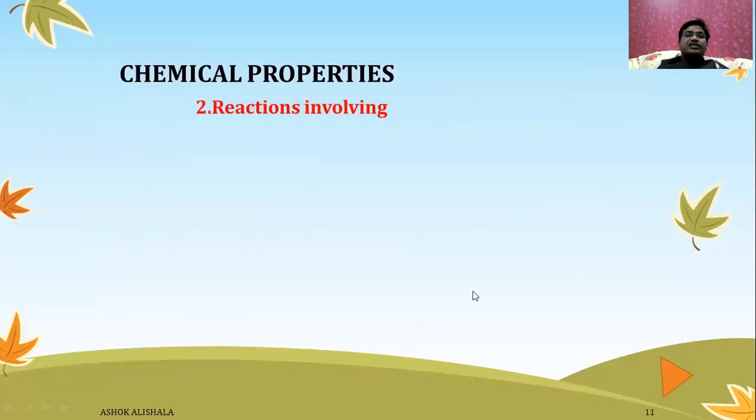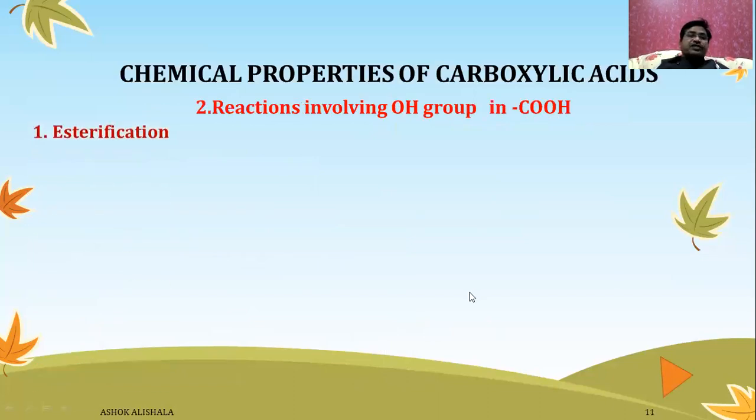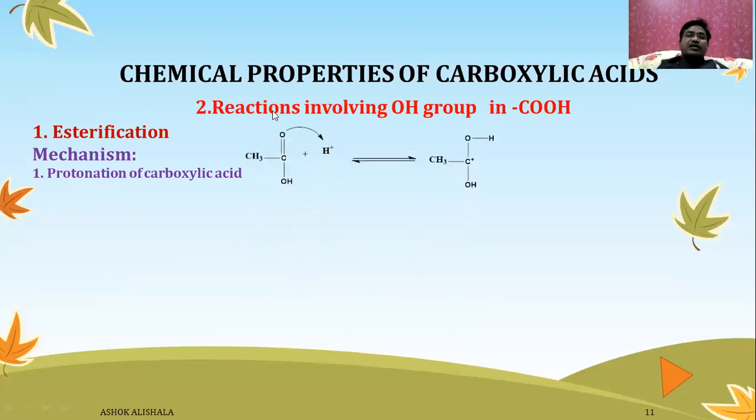Now let us see this one. In the esterification reaction, what is the mechanism involved here? In acidic medium, the first step is the protonation of the carboxylic acid. How does it happen? In the carboxylic acid, the carbonyl oxygen is present, and that gets protonated in acidic medium, so that we get a carbocation, which is an electrophilic center.